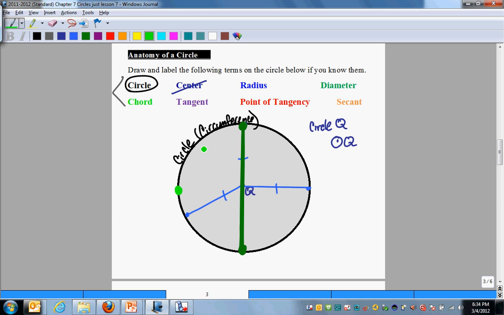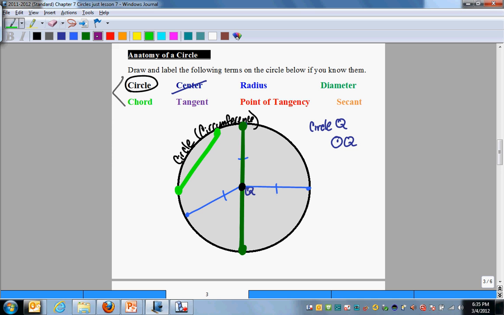A chord is any segment that connects 2 points on a circle. The diameter is a chord that goes through the circle's center. But any segment that connects 2 points on the circle is called a chord. So this would be a chord. It connects any 2 points on the circle.